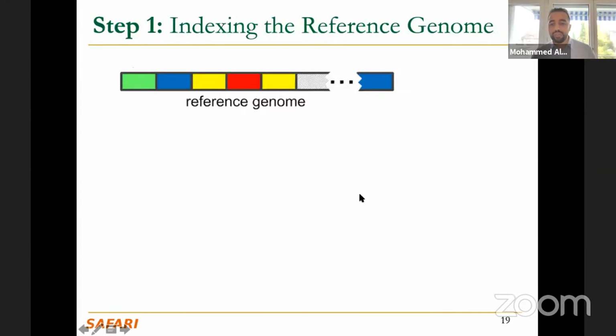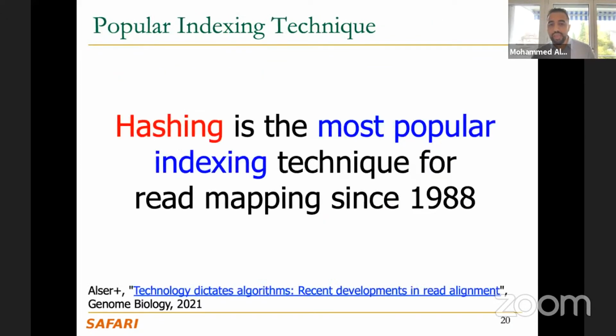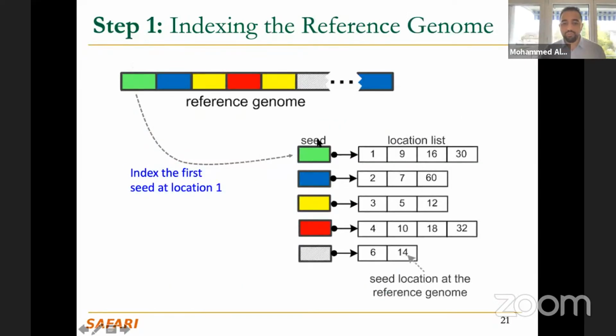Okay, how do we do that in practice? This is the reference genome. I chunk it into pieces. I store it in something that we call an index. And based on our paper, we find that hashing is the most popular indexing technique for read mapping since 1988. So for the last 3 decades, it seems most of the papers or most of the tools are using hashing as the indexing technique. So you use a hash table, and you store these small pieces there along with their location list.